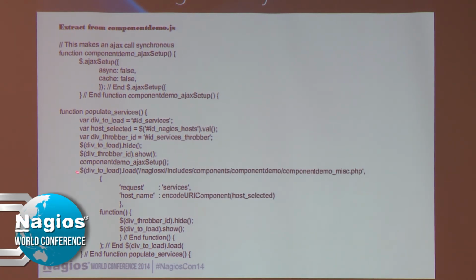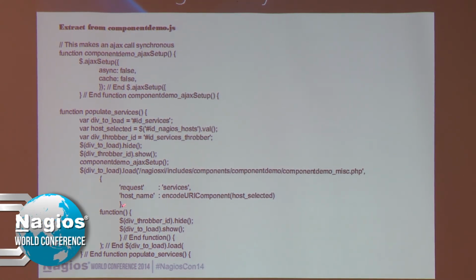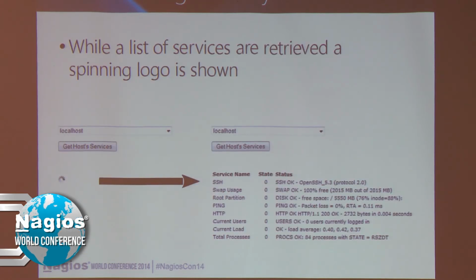But this time the AJAX request is different again. Before, I'd have a question mark and all the values I'm sending through, but this time I have a comma and I open up an array object and send them through in this function, where the request is services and the host name is the host selected, and I've encoded it. And it's this encode bit which meant that I had to do it this way instead of the other way. If I did it the other way, it would just stop working altogether. Then there's that comma. After that completes, it hides the throbber and shows the content and ends it. So what would that look like?